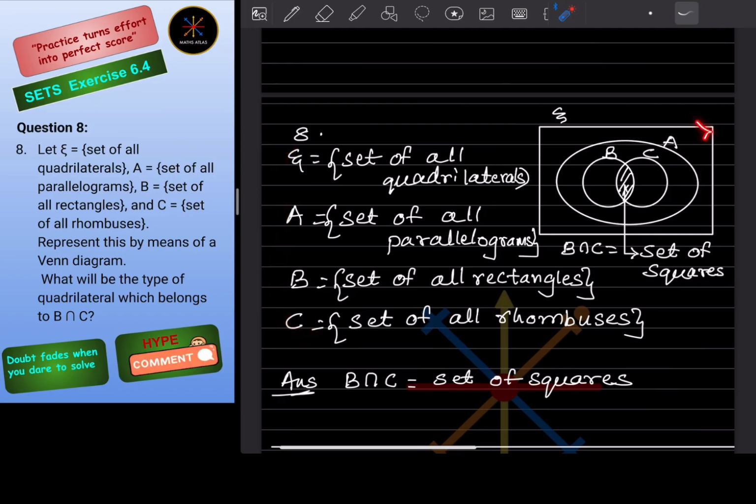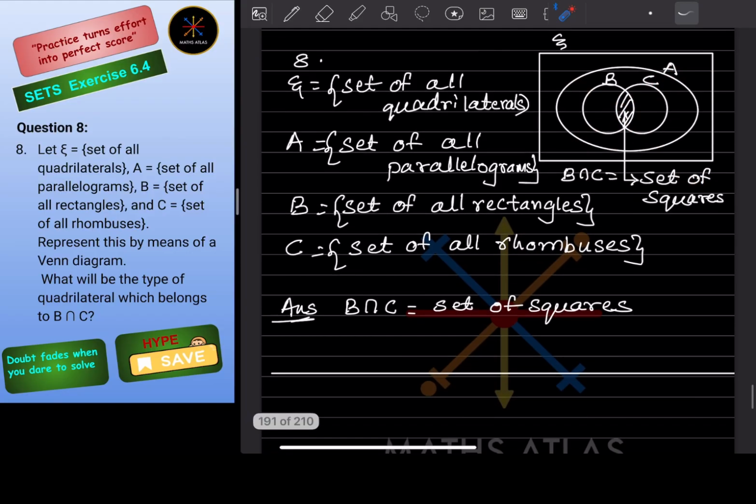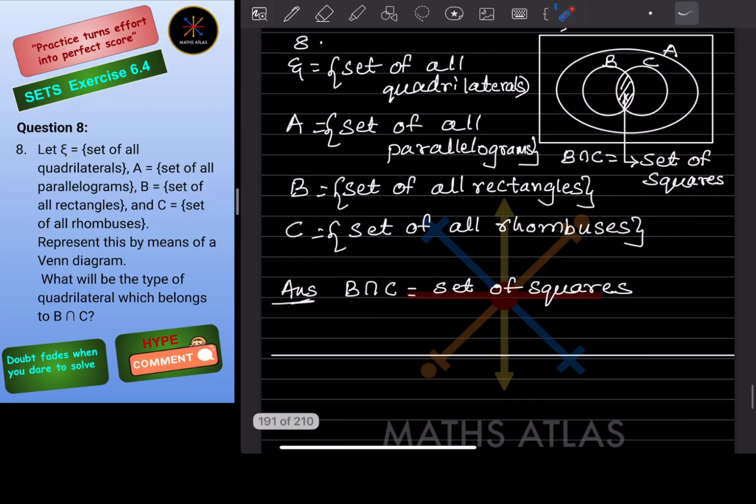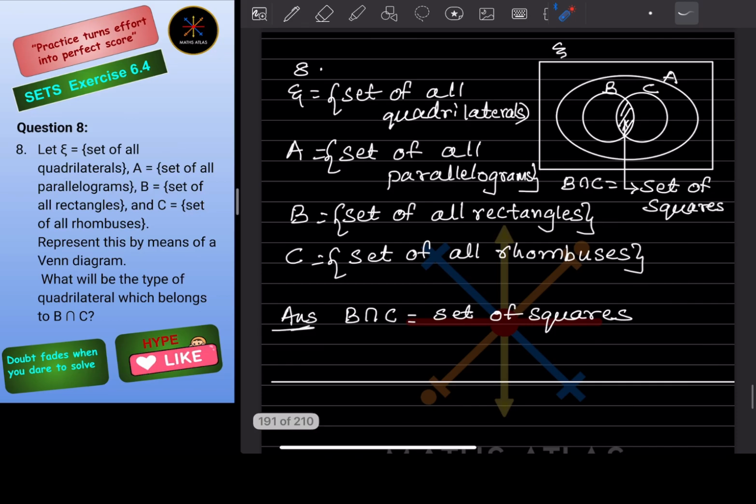So for the time being, just forget about the Venn diagram. First, we have to see that the universal set means the set of all quadrilaterals. Then A is the set of all parallelograms, B is the set of all rectangles, and C is the set of all rhombuses. So now we want B intersection C.